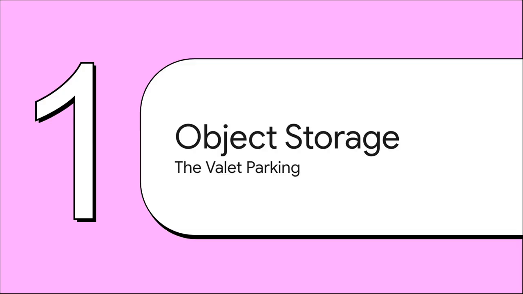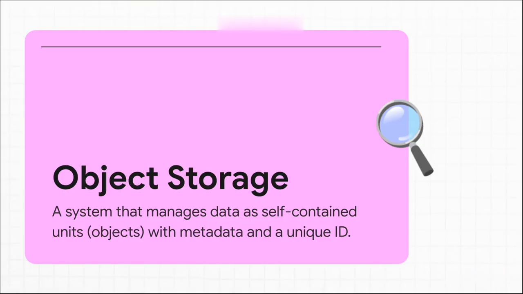First up on our tour is object storage. And honestly, the best way to get this is to think of it like valet parking for your files. It's simple, it's efficient, and it's totally hands-off. So what does that mean in the real world? Well, it means your file could be a photo, a song, a giant video file, whatever. It gets bundled up with some descriptive info, which we call metadata, and then it's given its own totally unique ID. It just becomes this neat, self-contained object.